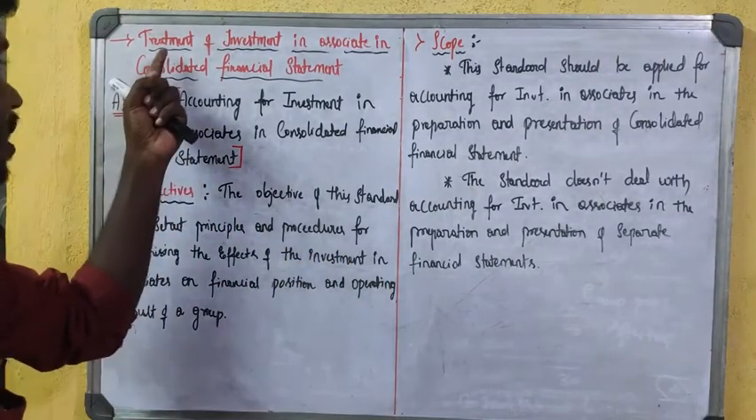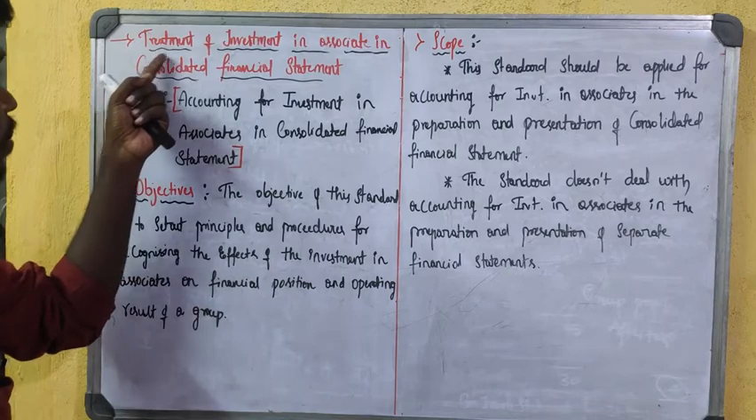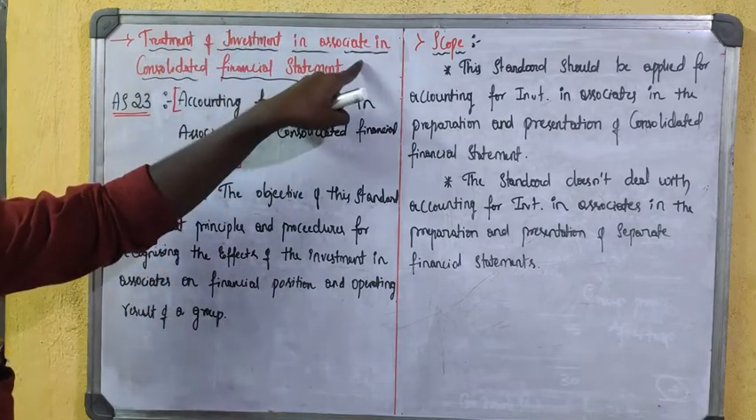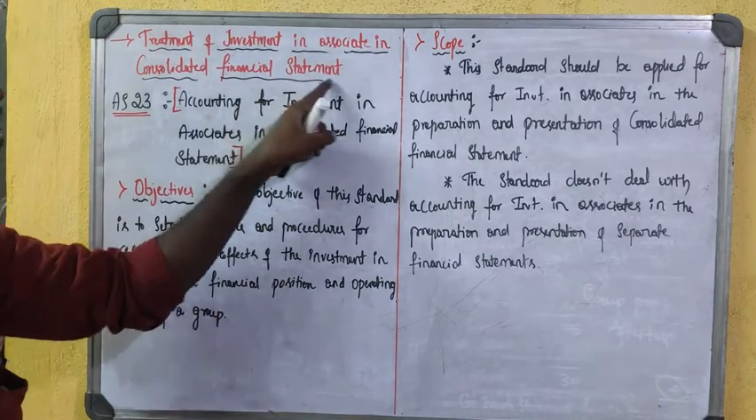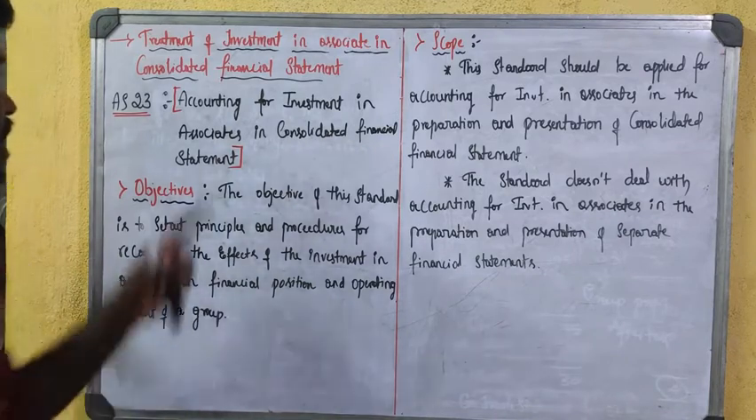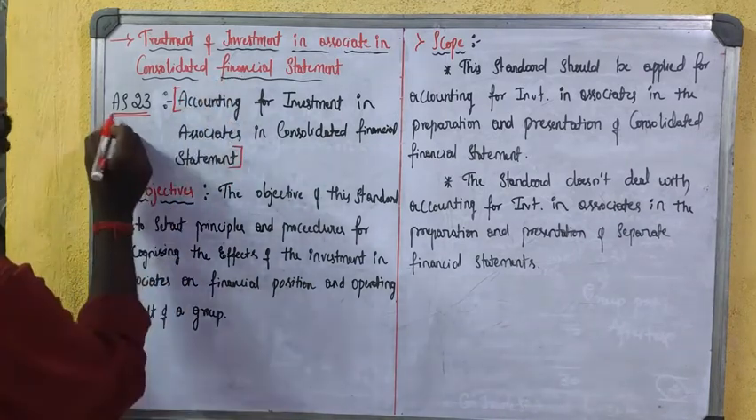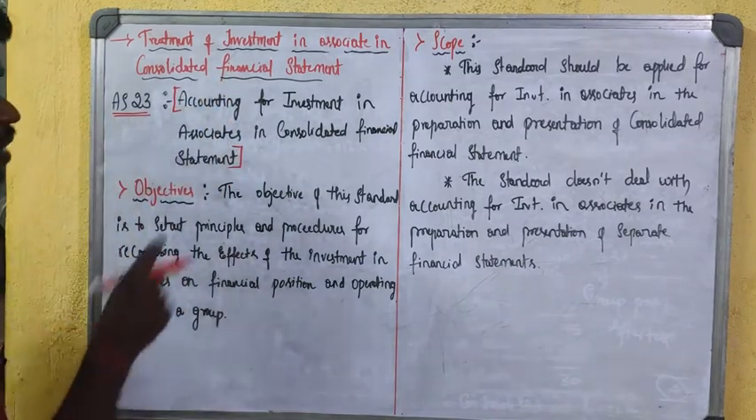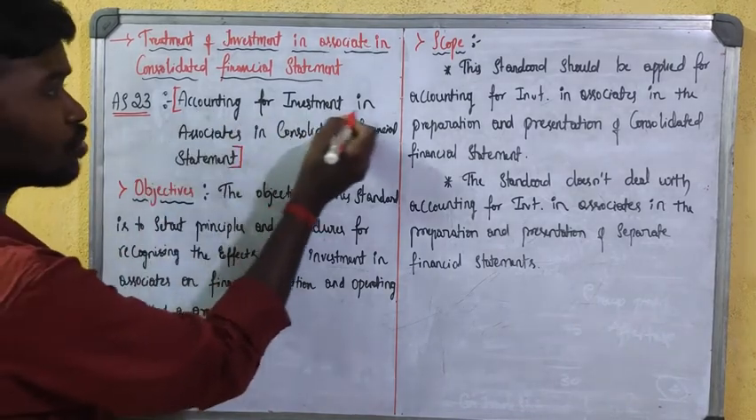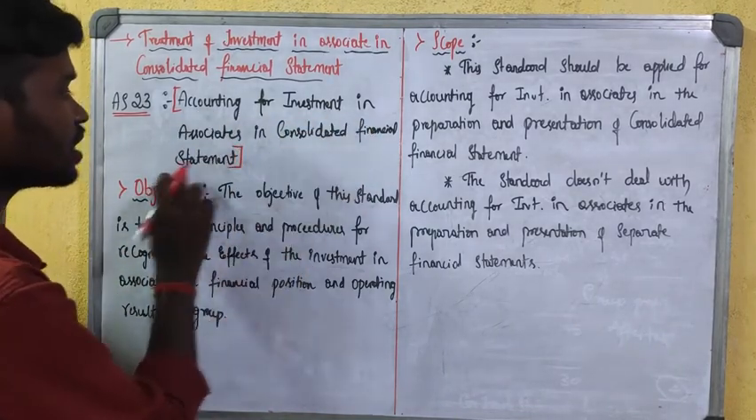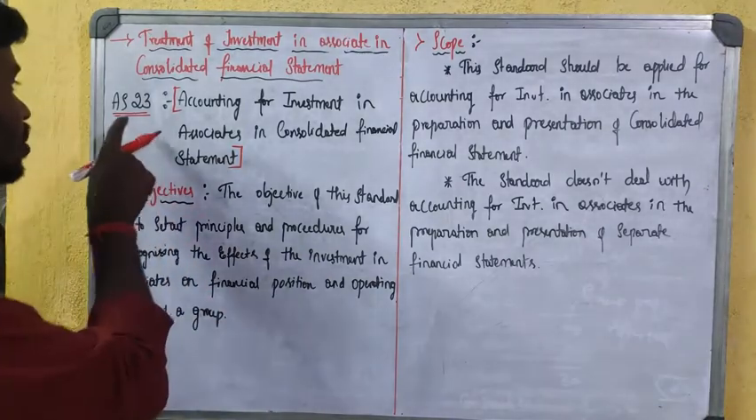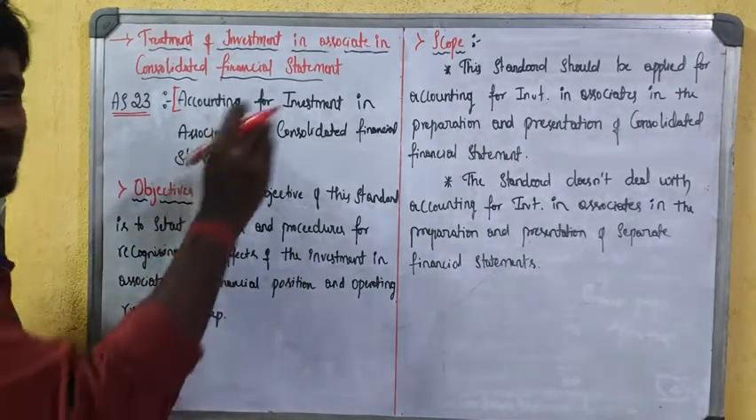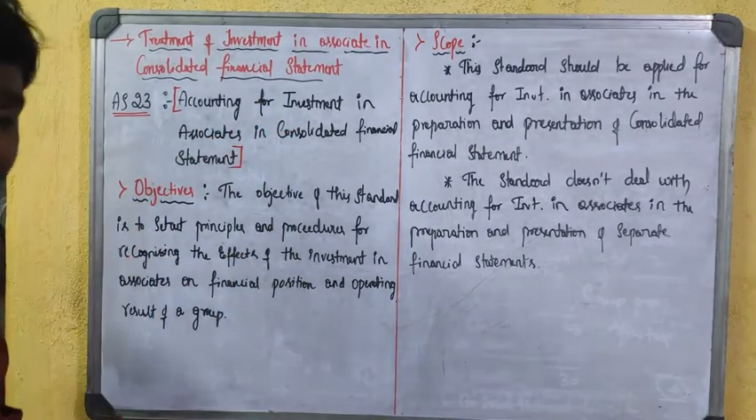So here we are going to study about the treatment of the investment in the associate company regarding consolidated financial statement. See, this concept is related to accounting standard 23, that is accounting for the investment in associates in consolidated financial statement. So according to this accounting standard we are going to study the objectives and scope or applicability.